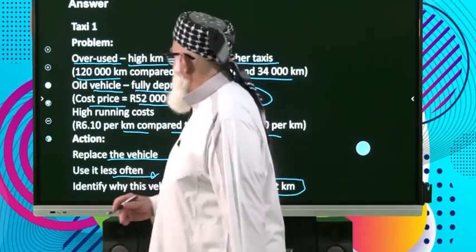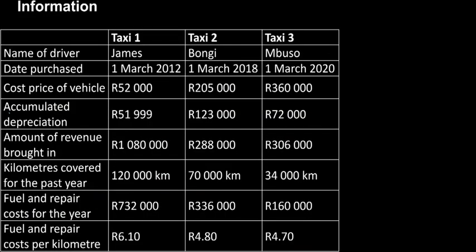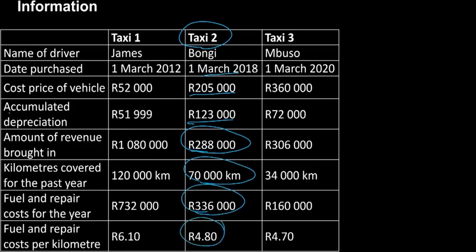Let's look at taxi 2, not taxi B, this one was taxi 1, taxi 2. It was bought on the 1st of March 2018. Driver is Bongi. The cost price of the vehicle, accumulated depreciation, amount of revenue brought in was 288,000. Kilometers covered was 70,000, right? The fuel and repair cost was 336,000, and the fuel and repair cost per kilometer was 4.80.